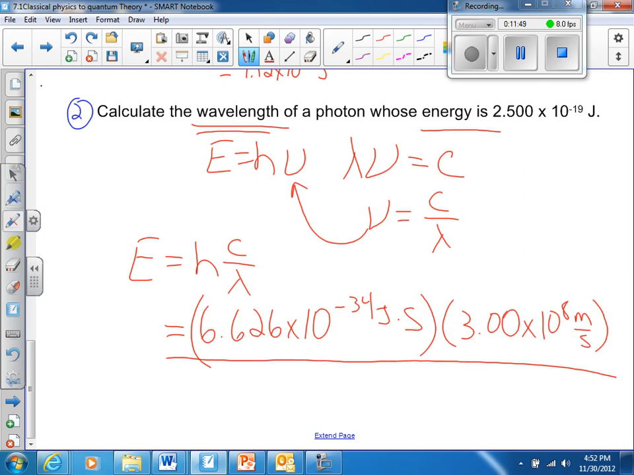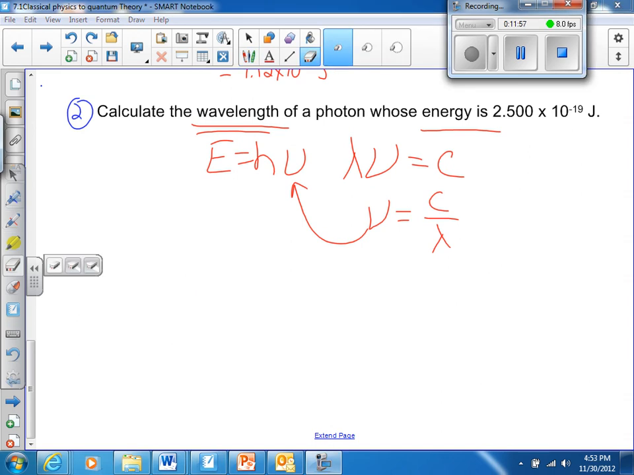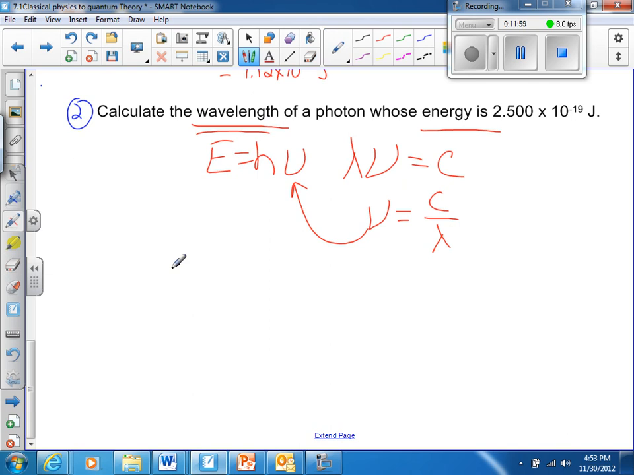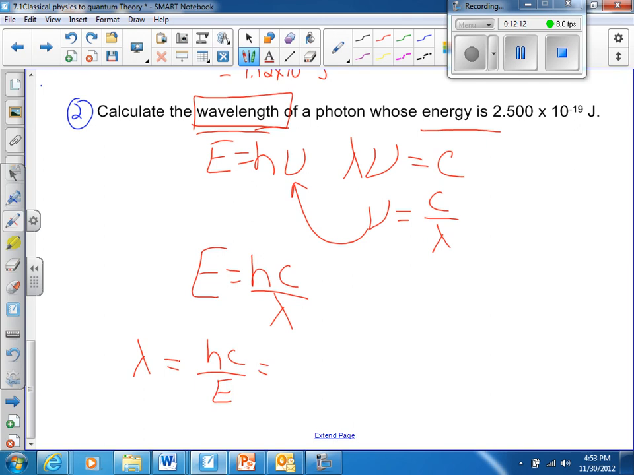And lambda. Oh my goodness, I'm doing this backwards. I'm trying to solve for lambda. Let's start over. Why did I do that? That was not good. All right, E is hc over lambda. We're trying to solve for wavelength right here. So lambda is hc over E. Now we will plug everything in.